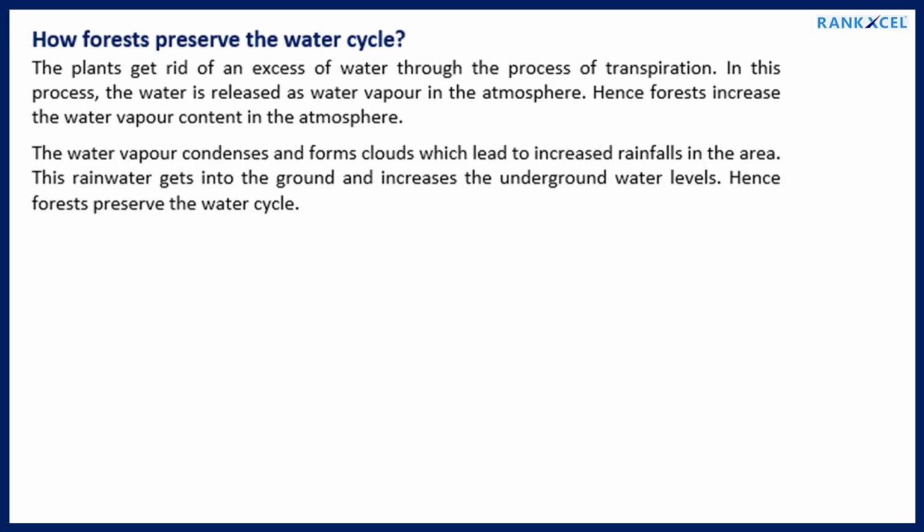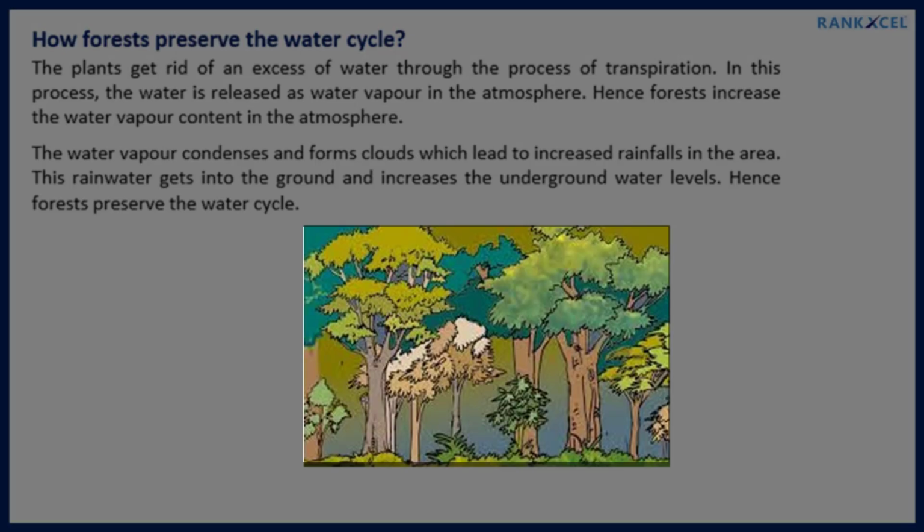How forests preserve the water cycle. The plants get rid of an excess of water through the process of transpiration. In this process, the water is released as water vapor in the atmosphere. Hence forests increase the water vapor content in the atmosphere. The water vapor condenses and forms clouds which lead to increased rainfall in the area. This rainwater gets into the ground and increases the underground water levels. Hence forests preserve the water cycle.